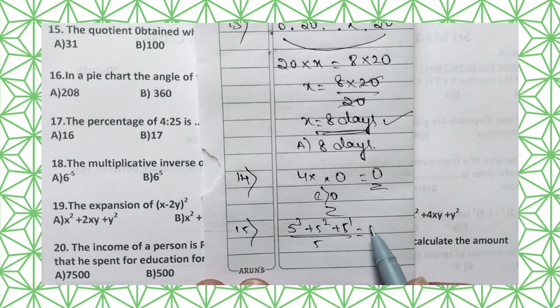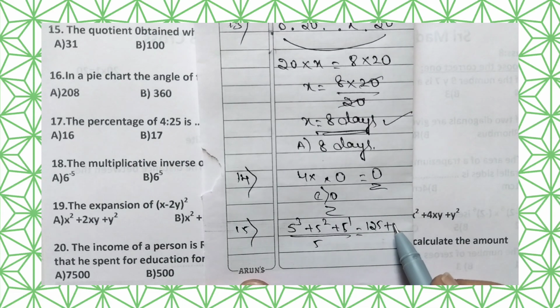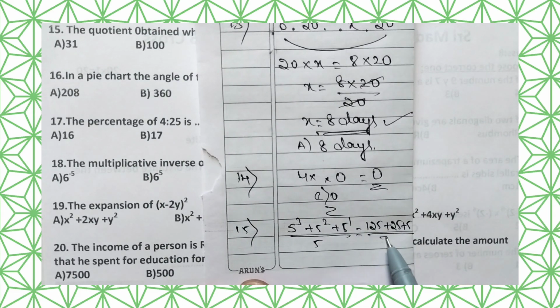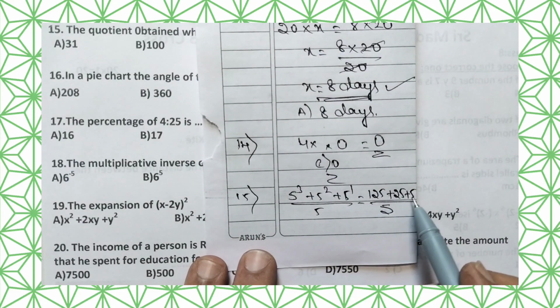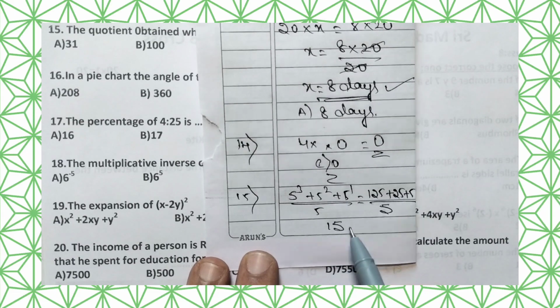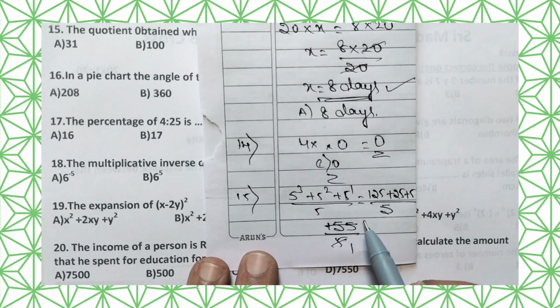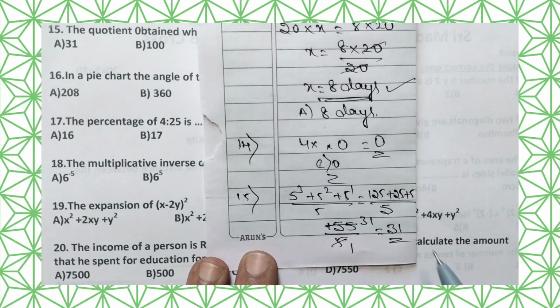5 to the power of 3 is 5 5s are 25, 25 5s are 125. 5 to the power of 2, 5 5s are 25. 5 to the power of 1 is 5 divided by 5. So 125 plus 25 is 150. 150 plus 5 is 155 divided by 5. 5 ones are 5. 5 3s are 15, 5 1s are 5. Therefore, the quotient is 31.